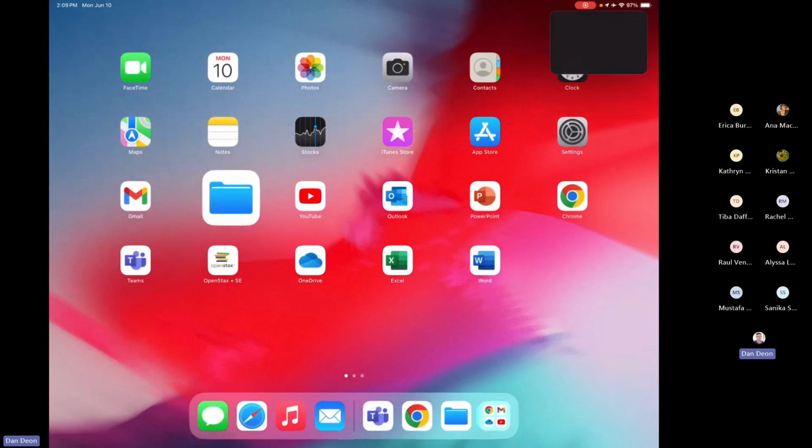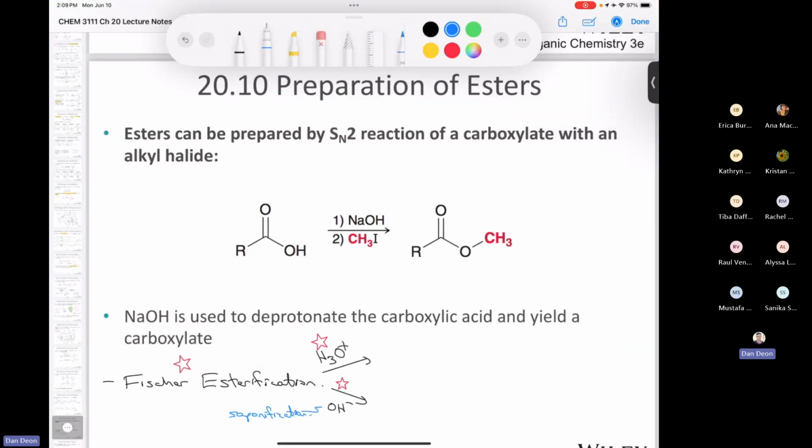All right, Chemistry 3111. We left off with a little bit of an introduction on esters. When it comes to preparing an ester, how do you prepare an ester? Well, we're actually going to see that there's a few ways to do it. But one of the first ways that any organic chemist learns how to prepare an ester is to take a carboxylic acid and to treat it with a base.